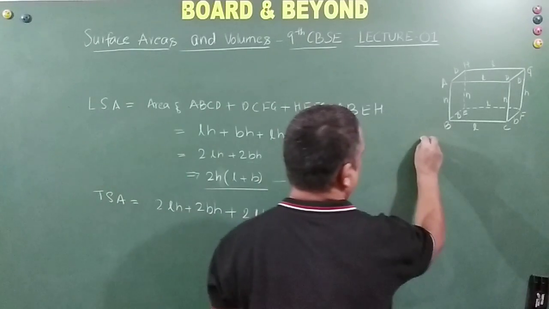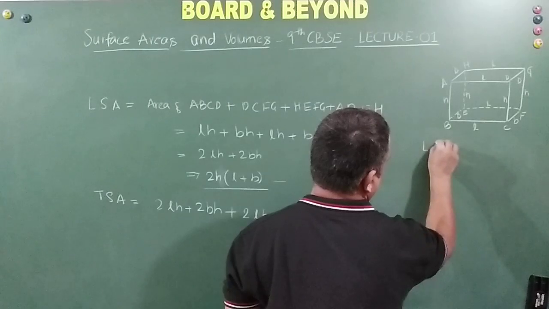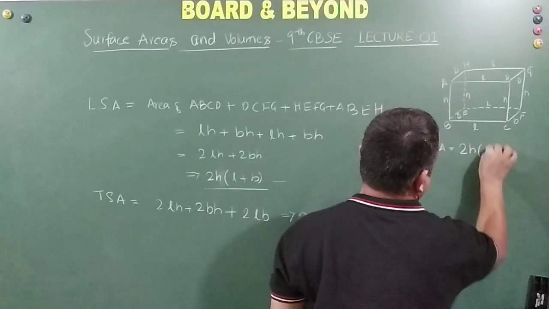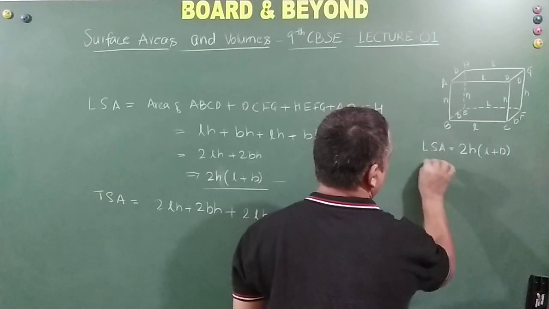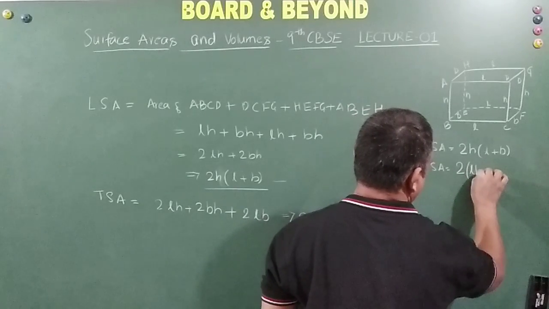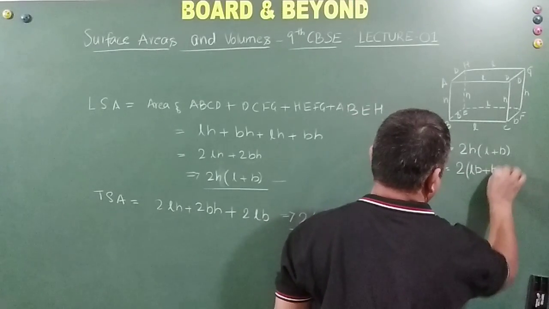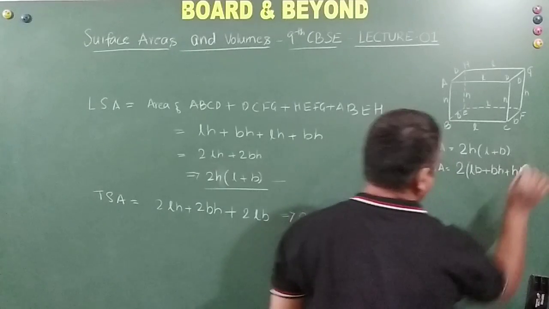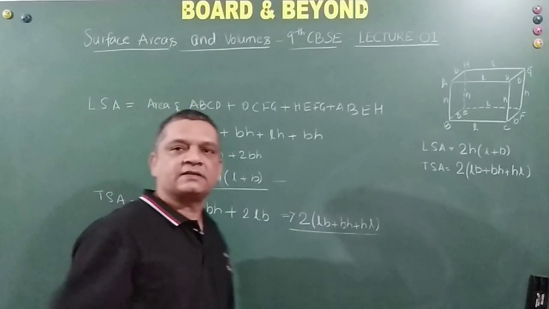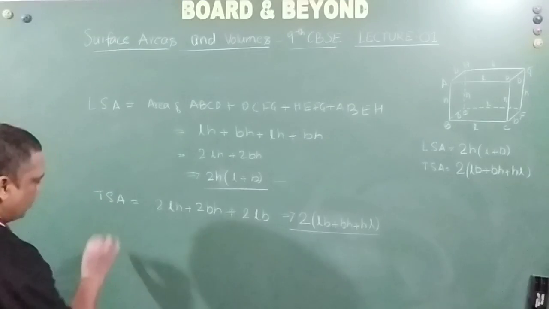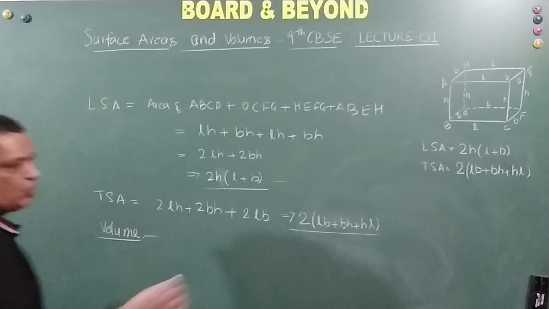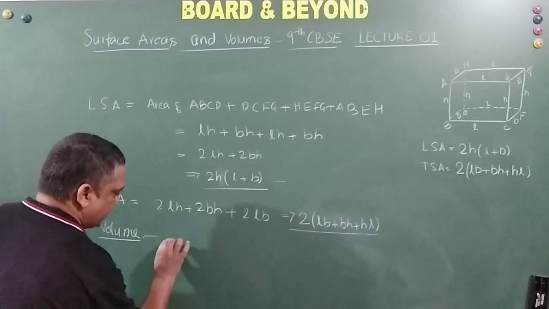We will jot it down here so that I can use it later. Lateral surface area is 2 into H into L plus B, right? Total surface area will be equal to 2 into LB plus BH plus HL, right? Now we have understood lateral surface area, we have understood total surface area. Now let us understand volume as well. So volume of a cuboid is basically L into B into H.